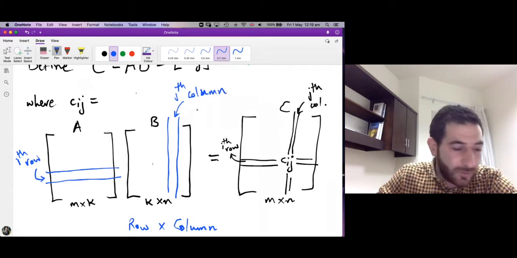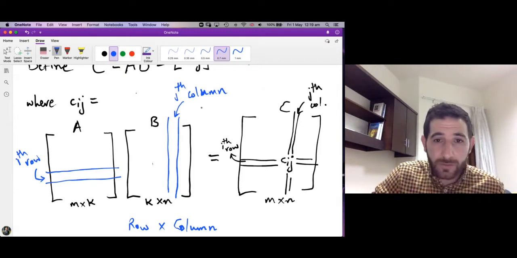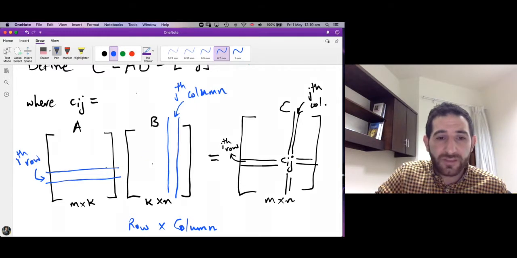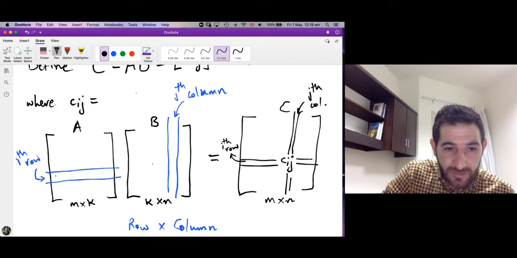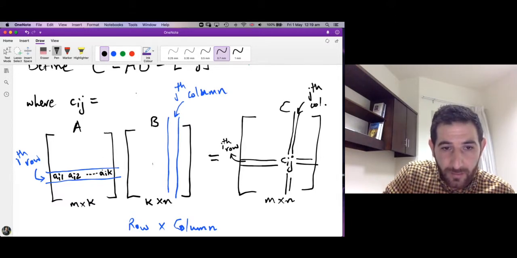And what do you know about this row and this column? That they are of the same length. Here we have k entries, and in this jth column we also have k entries. So what are these entries called? This is the ith row, so this is Ai1 and then Ai2, and we stop at the last one, which is Aik, since we have k columns in A.